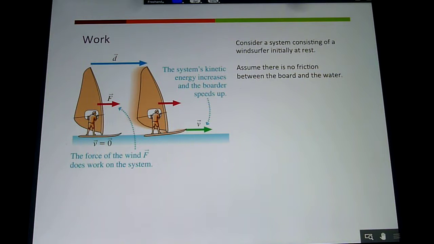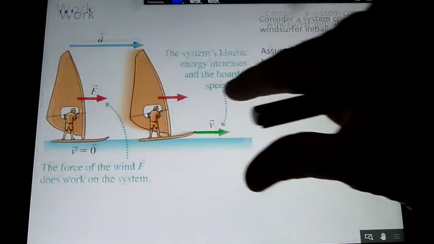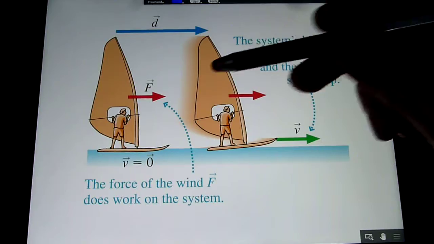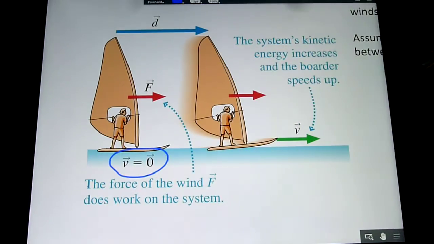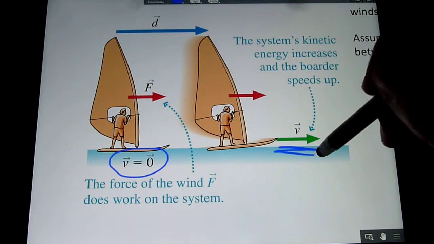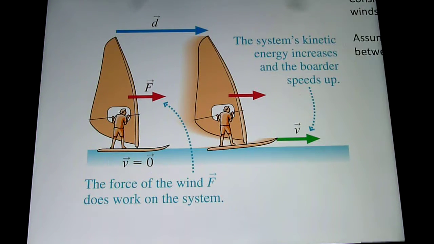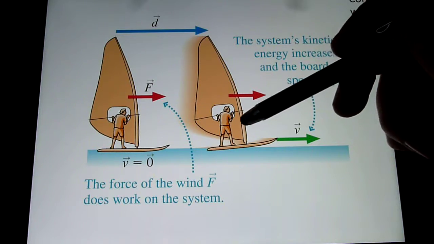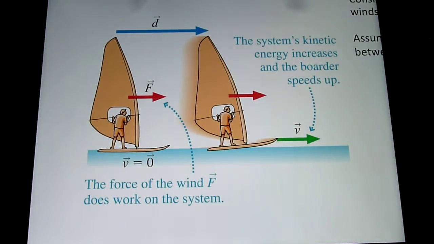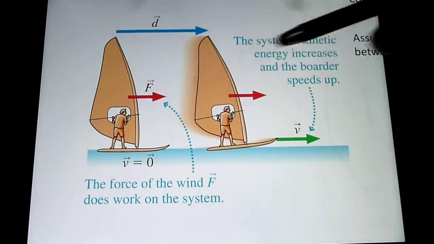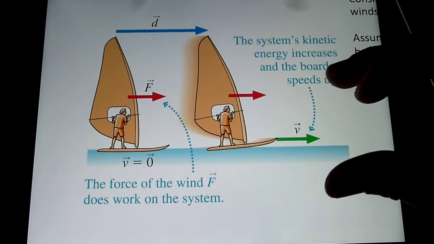If I consider this system of a windsurfer, I've got this windsurfer that is just moving along the water. We'll assume that there's no friction between the board and the water. We know that the energy of this system is going to increase because here they are not moving at all. Their initial velocity is 0. And then at some later time they have a non-zero velocity. So I know that they are moving over here and they're not moving over here. And over this distance, something about their system has changed. We're going to say that that change is that they've got more energy. They are moving, they are not moving. That change is an increase in the energy of the system.